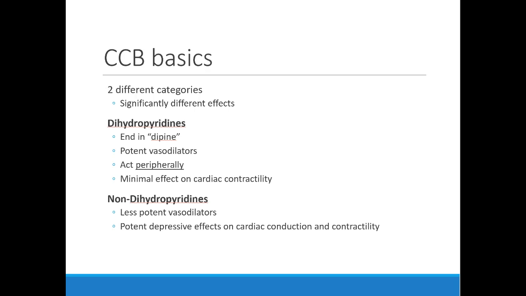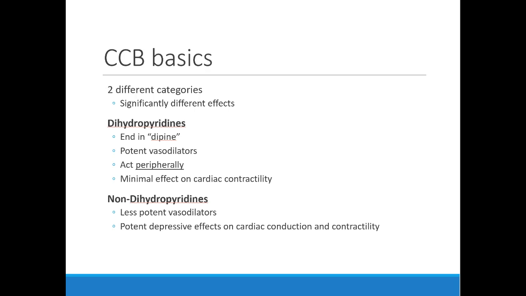Calcium channel blockers are the other major class that's recommended first line in the guidelines. There are two different categories here, and it's really important to know the difference. There's the dihydropyridines. They all end in -dipine. They're potent vasodilators, and they act peripherally. They have very little to no effect on cardiac contractility.